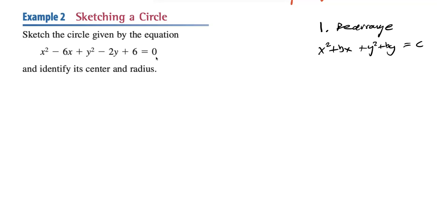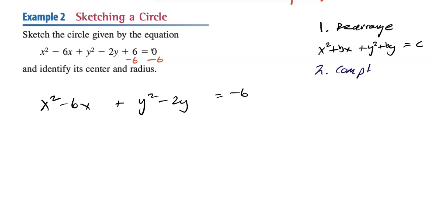So like in this case, the x's are actually already together, and so are the y's, but we want that 6 moved over. Minus 6 from both sides. So we're gonna have this. I'm gonna give myself a little space, and you'll see why in a second. And then step 2, we want to complete the square for both x's and y's. So we're going to complete the square on both of these sides.